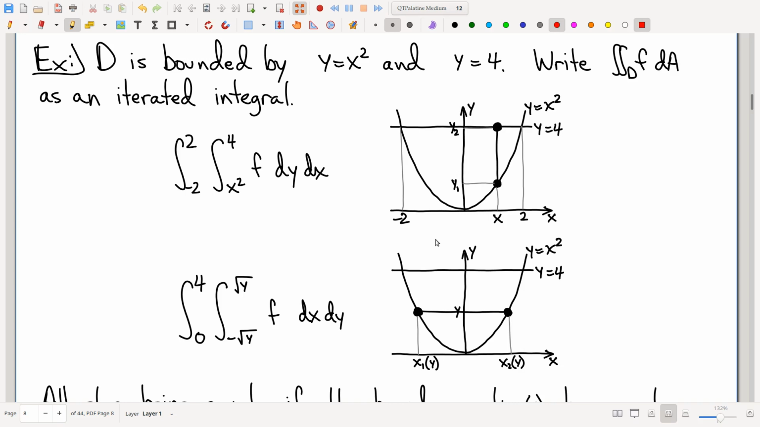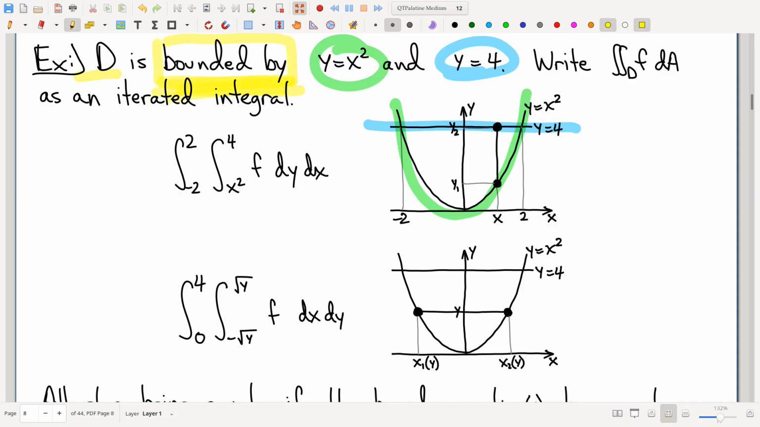Okay. First, let's talk about our domain here. We have this curve y equals x squared. We have this curve y equals 4. Our domain is bounded by those two curves. I want to talk about what this phrase means, bounded by. This means two things. On the one hand, it means that these two curves make up the boundary of our region. And so, cool, I see a region there whose boundary consists of these two curves.